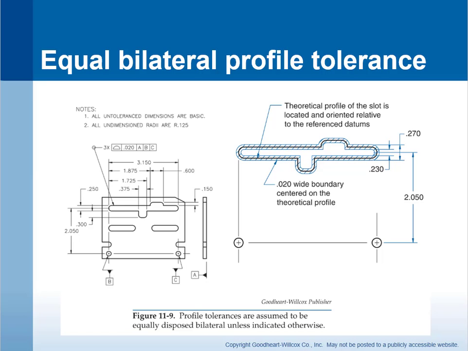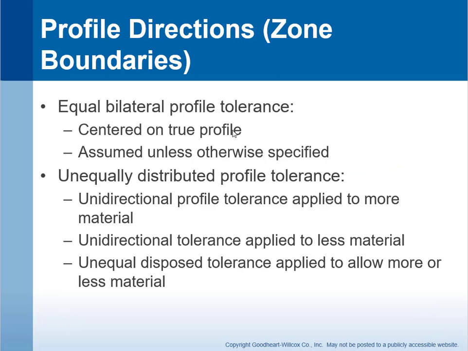Again, this is shown here in this slide. It's an equal bilateral tolerance zone. It's centered on the true profile, and it's assumed unless otherwise specified. Okay, so equal bilateral. When you put that tolerance out there, equal bilateral. Now, if it's an unequally distributed profile tolerance, you need to specify that in the feature control frame. It may be applied to more material. Unidirectional tolerance may be applied to less material. Unequally disposed tolerance may be allowed one side more than the other.